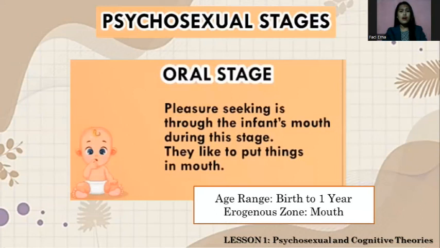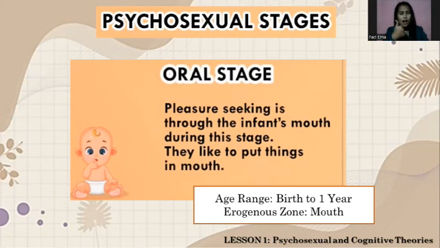And now let's begin with the first one, the oral stage. It means here that the child is at an age range from birth to 1 year old. So the erogenous zone is the mouth. Pleasure seeking is through the infant's mouth during this stage. They like to put things in their mouth. As you can see, those infants like to use their mouth to eat something, even if that thing is not edible.